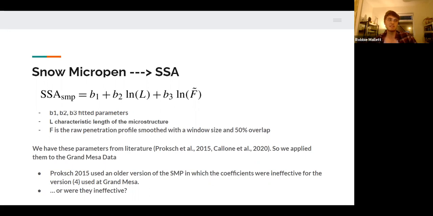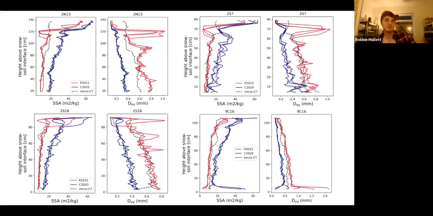Next slide, please. This is what it looks like. I should say that the foundation for this investigation was that we had 4 snow pits with micro-CT data, and we decided to consider micro-CT as the gold standard for SSA calculation. Each of those pits had 3 SMP profiles done right next to the pit.